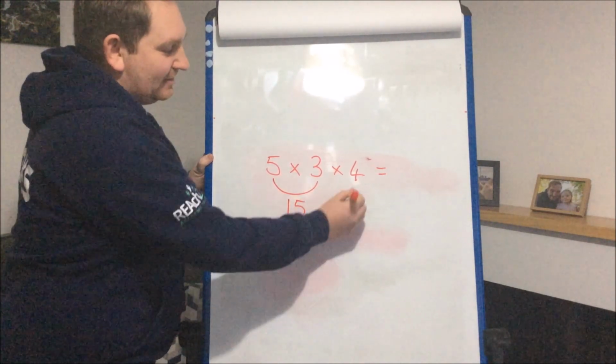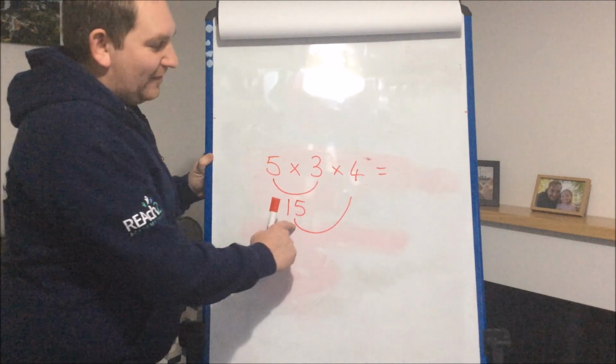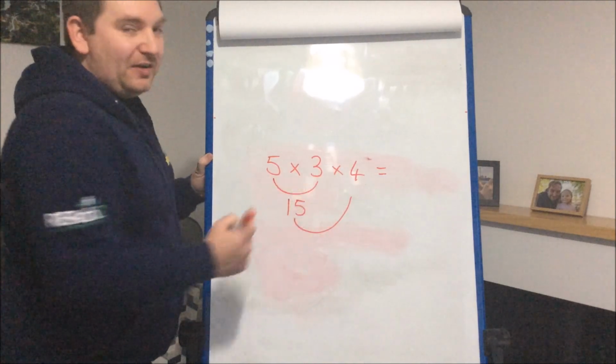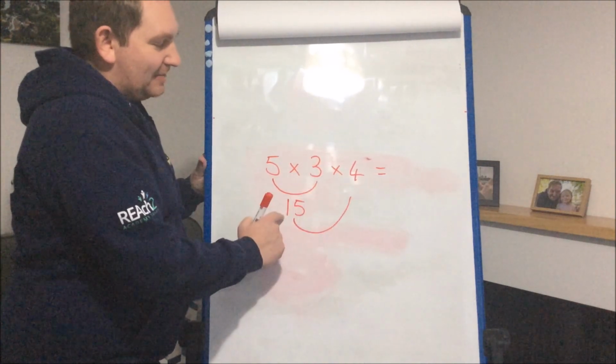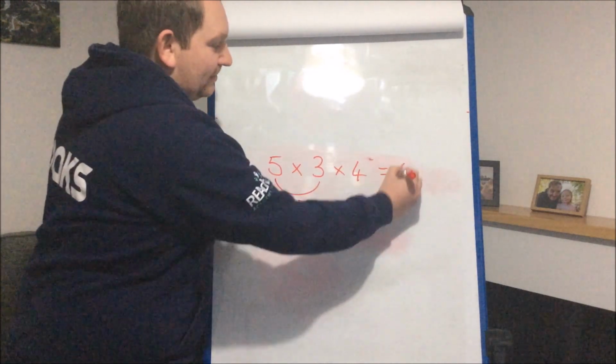And 15 times 4, Alexa, stop. 15 times 4. 4 times 5 is 20. And 4 times 10 is 40. So 40 add the 20 is 60.